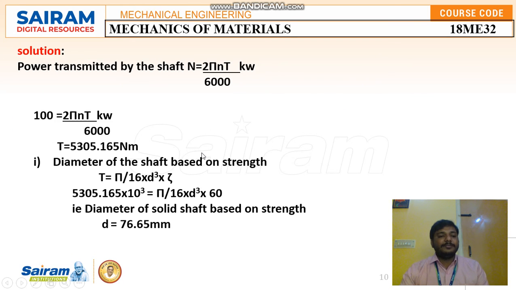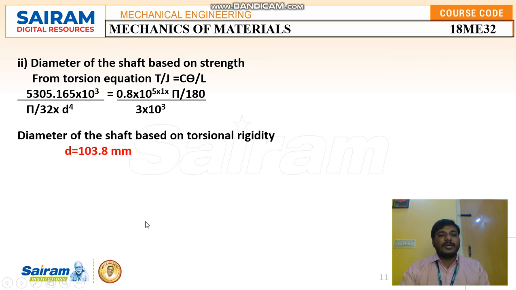From the given data, the diameter of the shaft based on the strength criteria is 76.65 mm, and based on the rigidity criteria is 103.8 mm. So we are going to consider the higher value, 103.8 mm. Whenever we consider the strength and the rigidity criteria, whichever has the higher value is the one we select for the diameter of that particular shaft. So the diameter of the shaft to transmit this power is 103.8 millimeter.